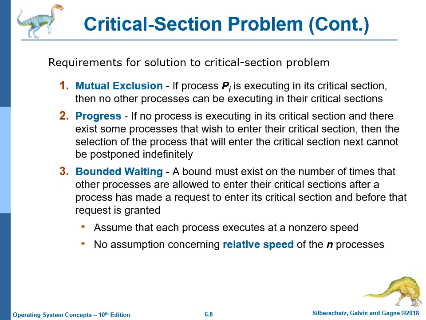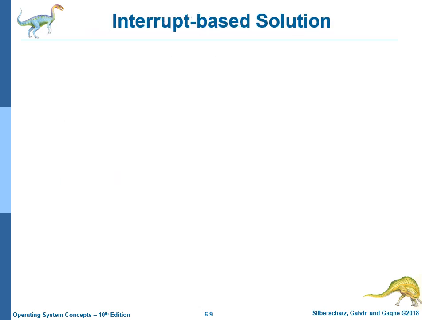Okay, kita assume each process executes at non-zero speed. However, we can make no assumption concerning the relative speed of the n processes. At a given point in time, many kernel-mode processes may be active in the operating system. So as a result, the code implementing an operating system kernel is subject to several possible race conditions.